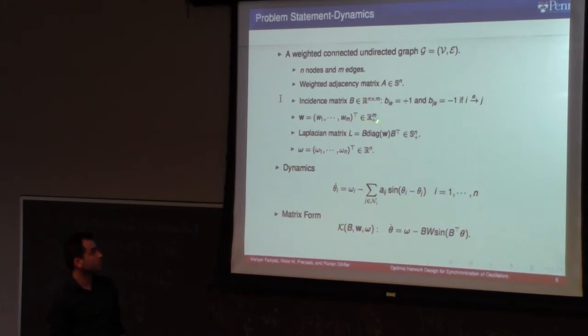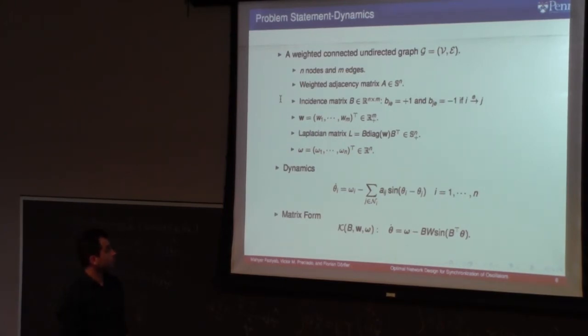which is an m-dimensional non-negative vector, and I can represent the Laplacian matrix as L equal to B diagonal of the weight vector times B transpose. So this might be very trivial and familiar for most of you. So this is the Laplacian matrix, which is a symmetric matrix.